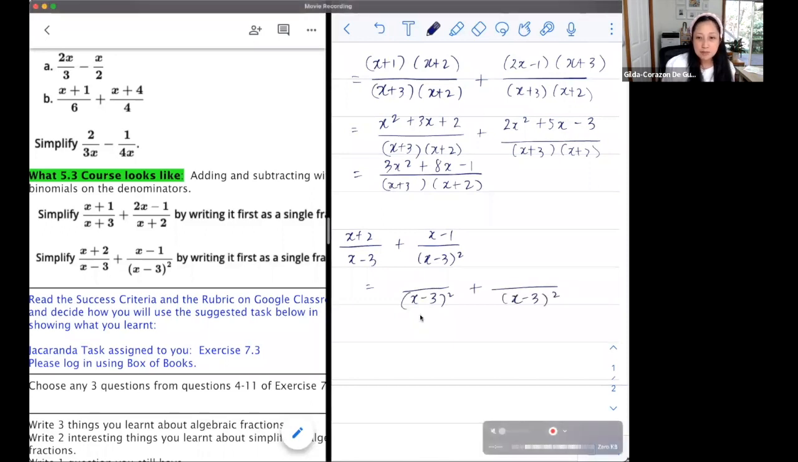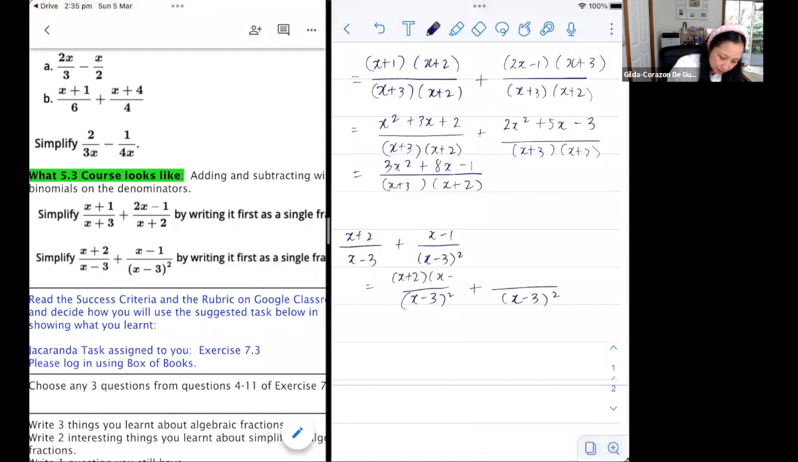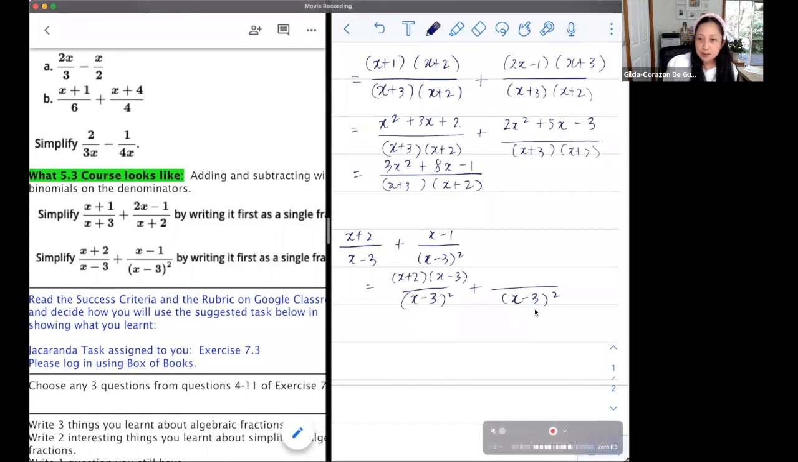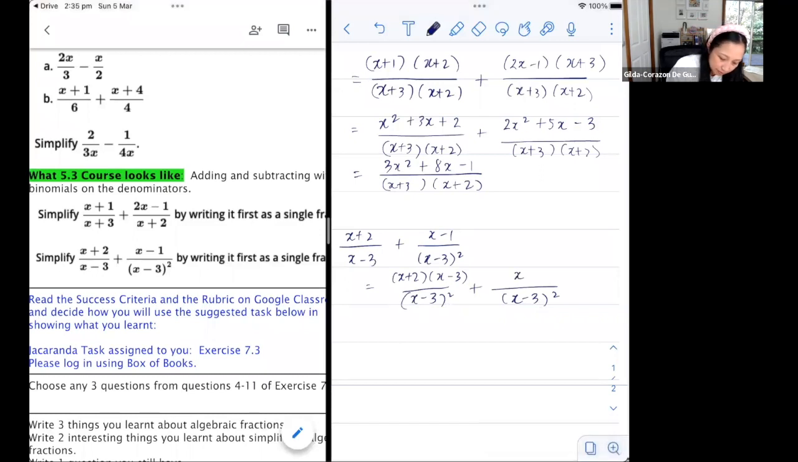Okay, what did we multiply to x minus 3 to get x minus 3 squared? It's one of the x minus 3s. So the top becomes x plus 2, x minus 3. What did we multiply to this to get that? Well, 1. Therefore, we don't have to change this. We don't have to rename this because we already have the desired denominator, which is x minus 3 squared. So we just write the top, x minus 1.